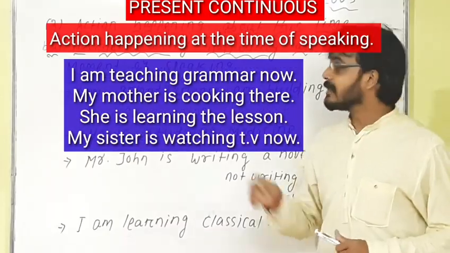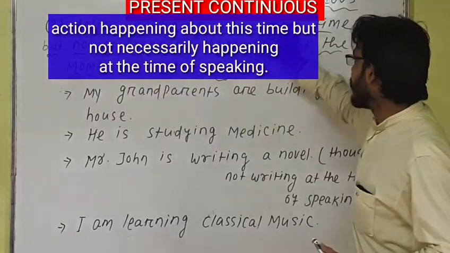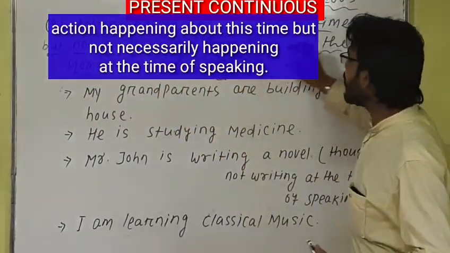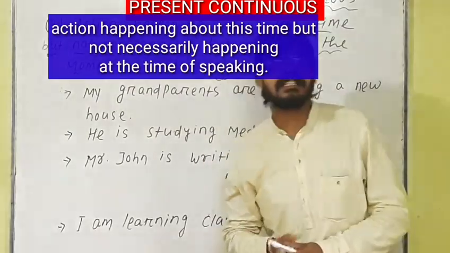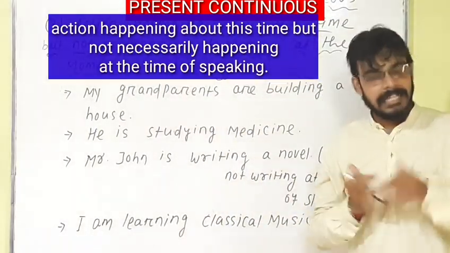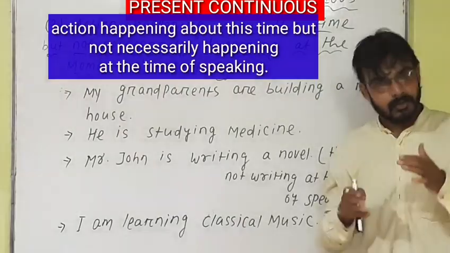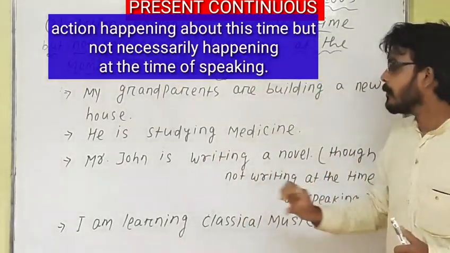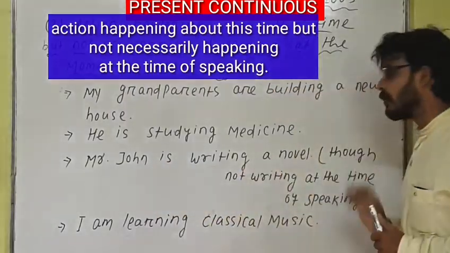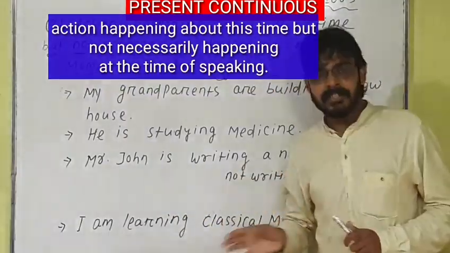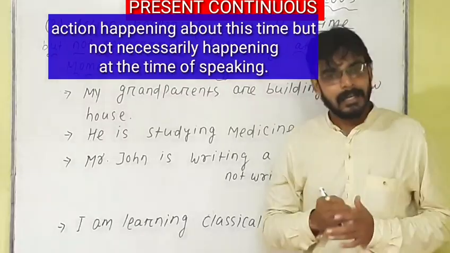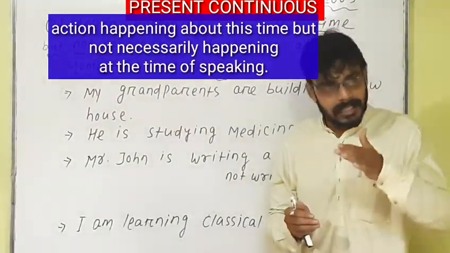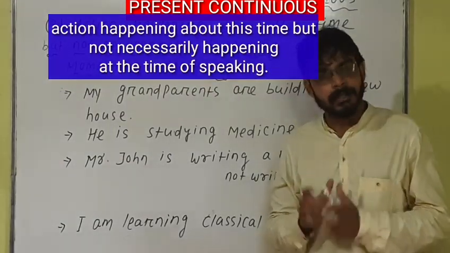The next use is action happening about this time but not necessarily happening at the moment of speaking. That means there are some actions which take some days, or some time to complete the work. To take an example, Mr. John is writing a novel. That means Mr. John has started writing a novel, but to complete a novel it will take some days. Yes or no?